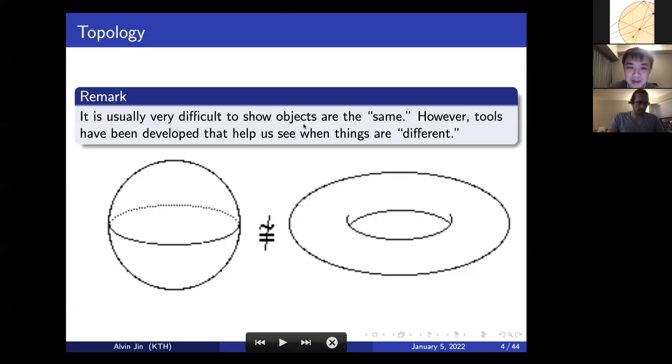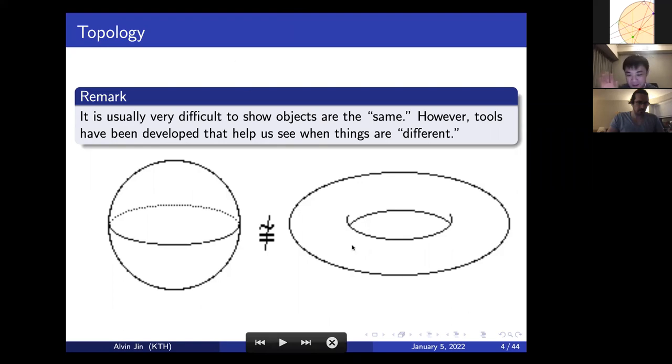Okay, I see a chat. Oh, Hairy Ball theorem, yeah. If you've studied vector fields, you might have seen the Hairy Ball theorem. So there are some more sophisticated tools that people use. Yeah, the main idea is that there is a hole for the donut, but there isn't really an equivalent hole for the sphere. Yeah, exactly.